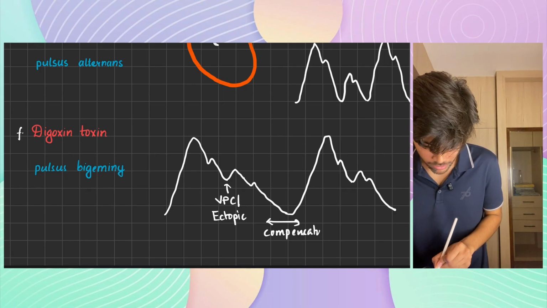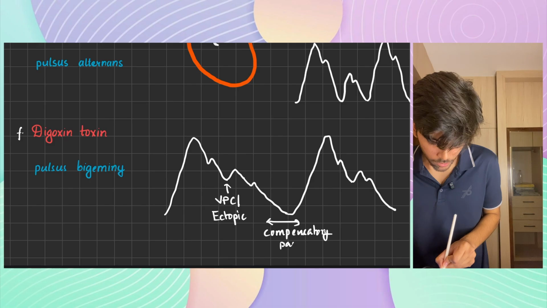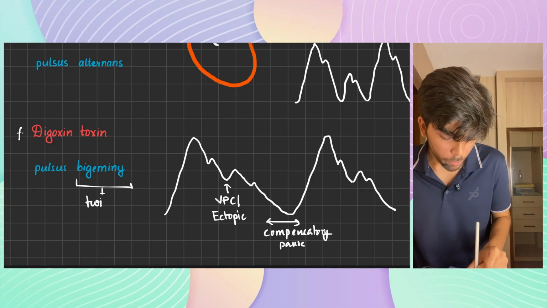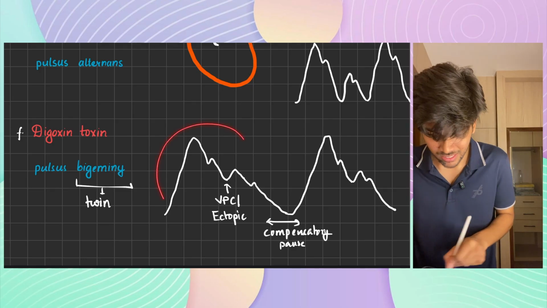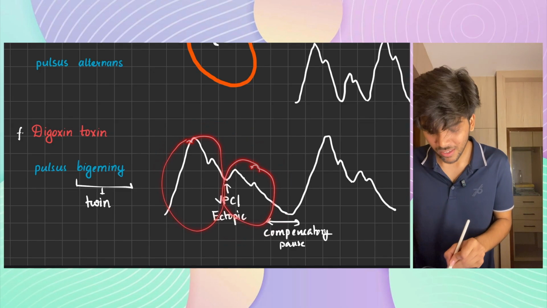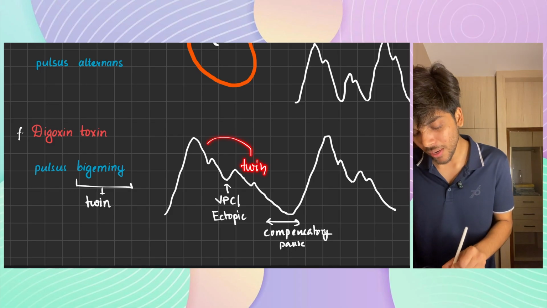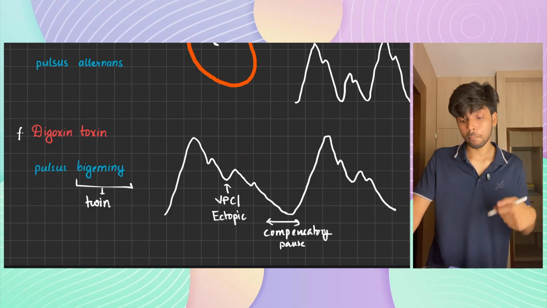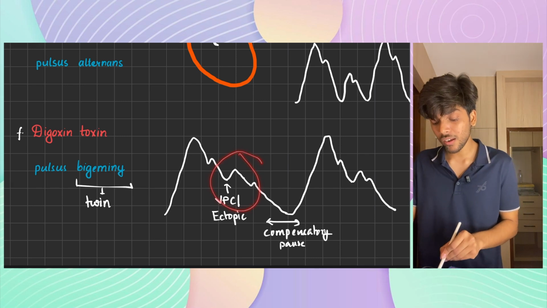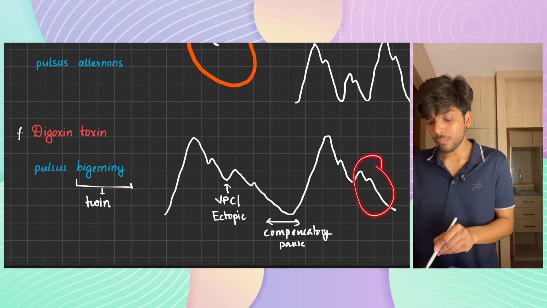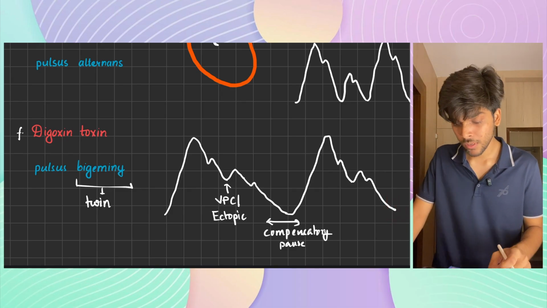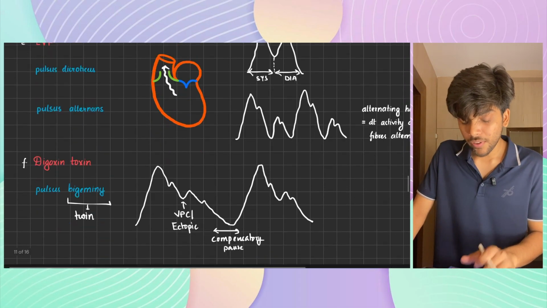Compensatory pause. See, bigemini means twin, and your pulse has a twin. This is the main pulse, and this is the second pulse due to the ectopic beat. This is kind of like the twin of the main pulse, so you call it pulsus bigemini. Pulsus bigemini contains ventricular premature contraction, then compensatory pause, then ventricular premature contraction, compensatory pause, alternately, one by one. So those were the various pulses.